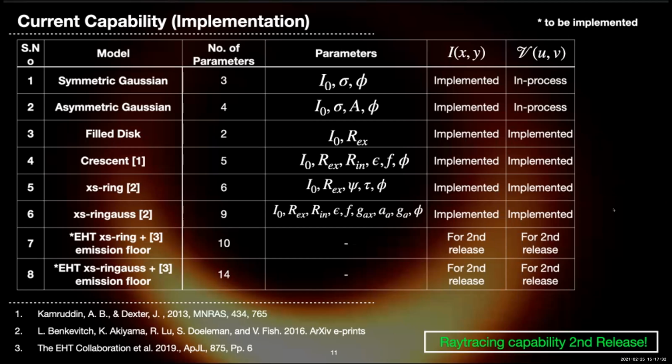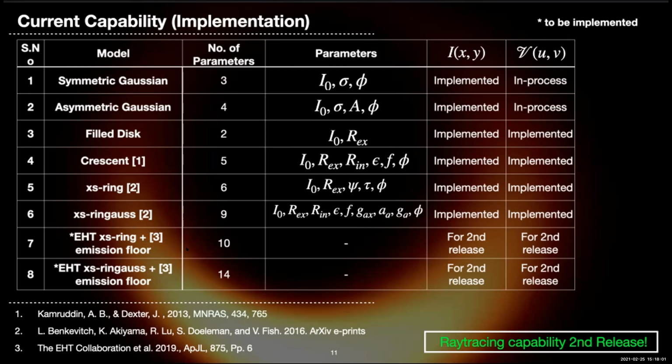We have included both the image domain images and the visibility domain analytic results, to reduce the computation time and get our results as fast as possible. In the first release, we have included only the first 6 models. In the second release, we are going to use these parameterizations of the excess ring models, which we have named ngEHT excess ring, and that goes in the second release, which will be done pretty soon.